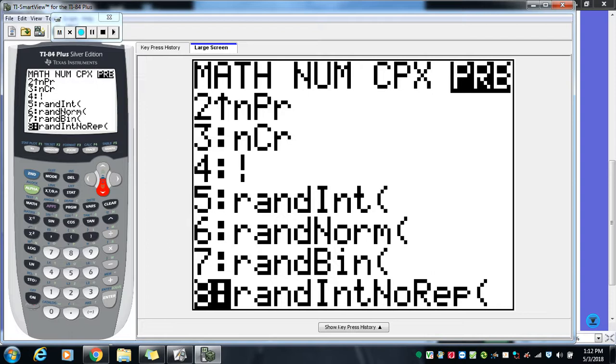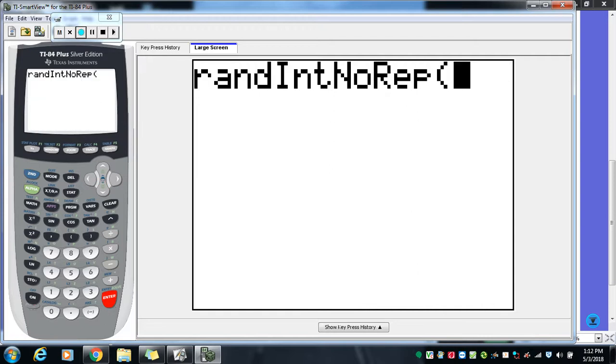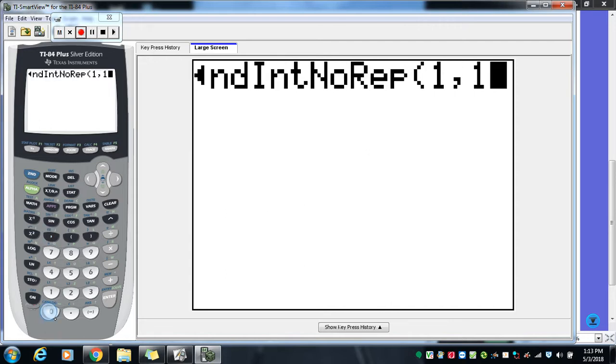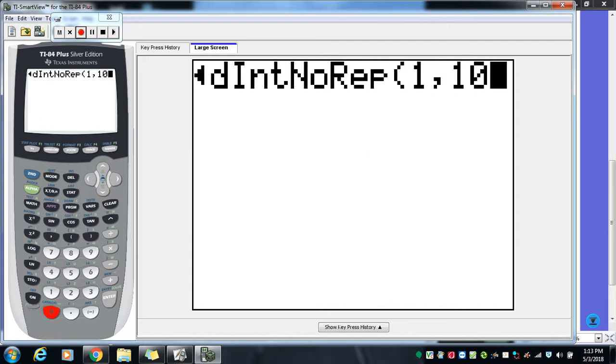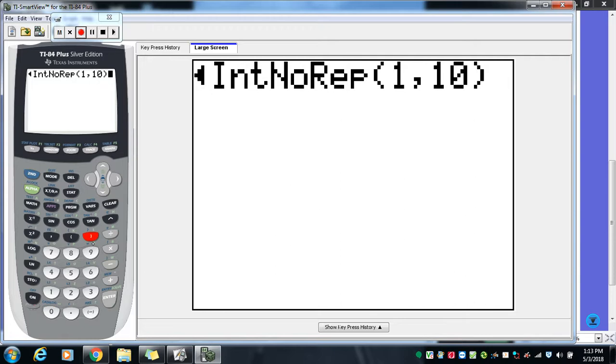Okay. What did we click on to get here? Math over to PRB. We want random number, no repeat. So now, if yours looks like mine, you're going to type in 1, because in our little table where we're trying to generate the numbers from, our lowest number is a 1 that we can pick from, comma, our highest number is a 10. Comma is above the 7.